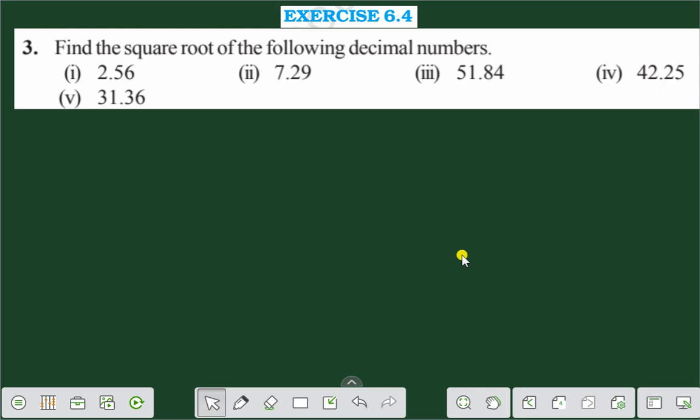Hello everyone. Today I'll discuss exercise 6.4 question number 3. Find the square root of the following decimal numbers. Let us find the square root of decimal numbers.